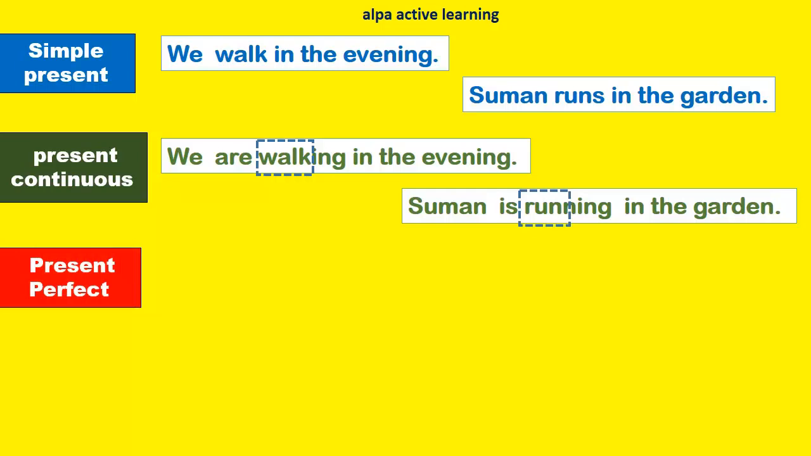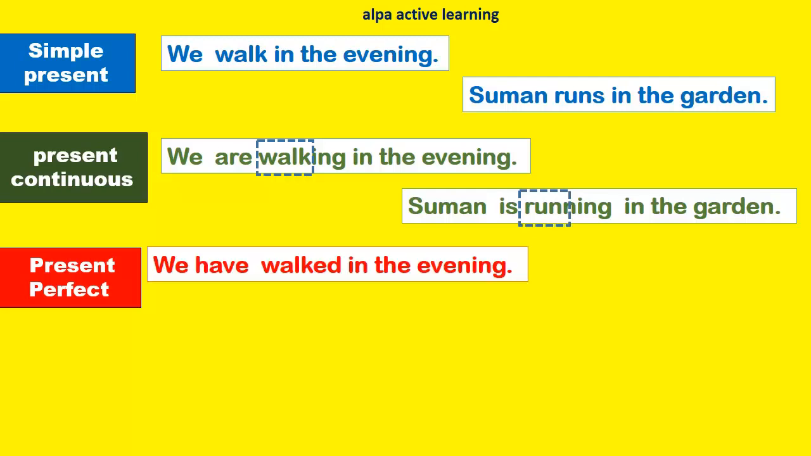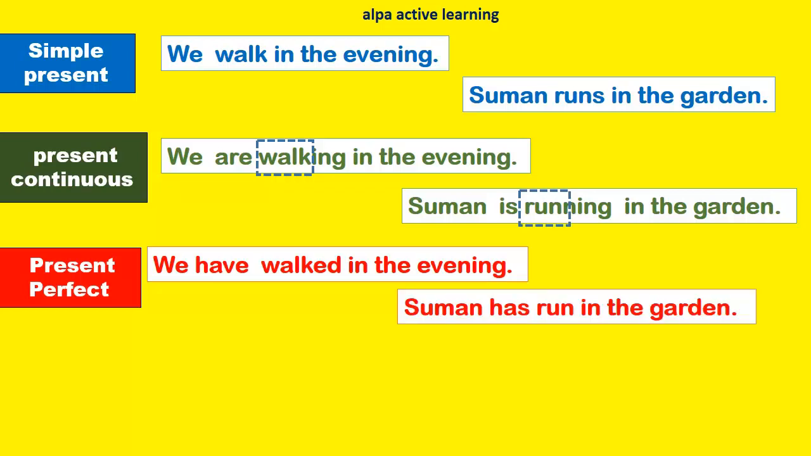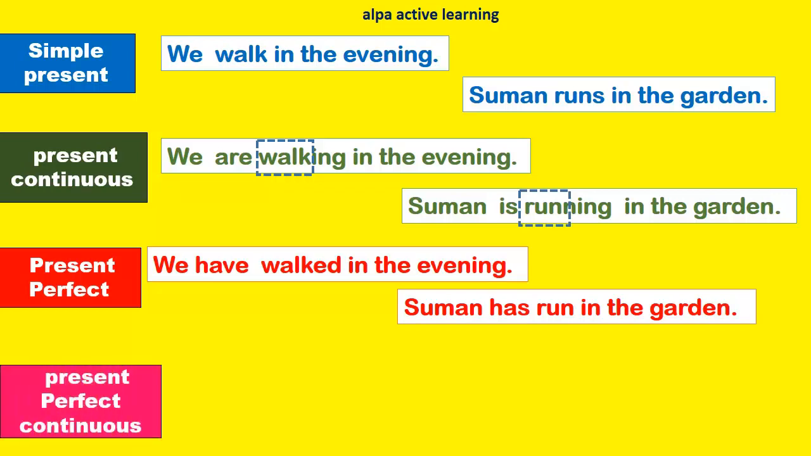Now recollect what are the keys for this. For present perfect, we are using have or has. So this will be we have. Now third form, V3 form will be walked. So we have walked in the evening. So for Suman, she, girl, third person, it will be she has run in the garden. Clear, children? And now next is present perfect continuous.